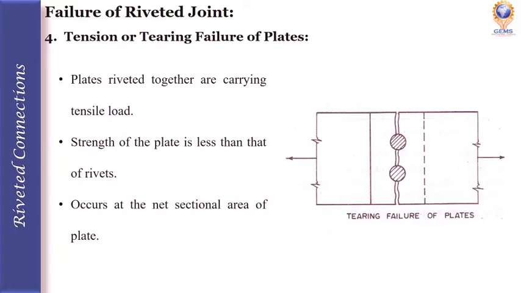Fourth one, tension or tearing failure of plates. When the plates are riveted together and carrying tensile load, tearing failure of plate may occur. When the strength of the plate is less than that of the rivets, tearing failure occurs at the net cross-sectional area. So if the strength of the plate is less than that of the rivet, tensile or tearing failure will occur.